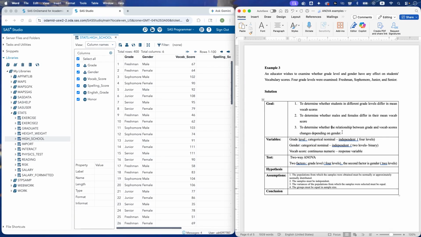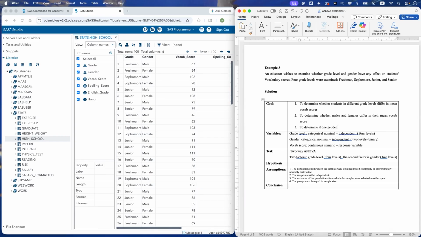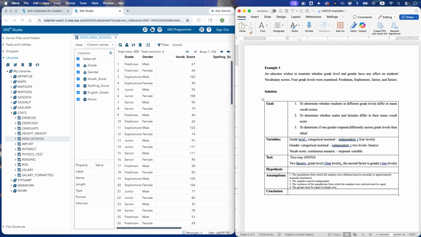This one is going to be to determine if one gender responds differently across the grade levels than others. So this is the interaction term. Because we have two categorical variables, one continuous variable, and an interaction term that tests whether the variables have an effect on that continuous variable, we are thinking about two-way ANOVA.